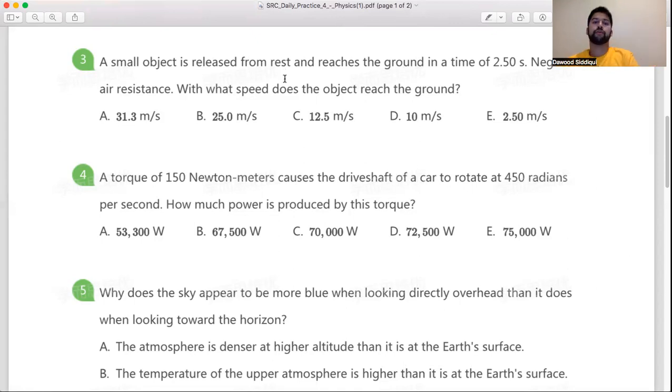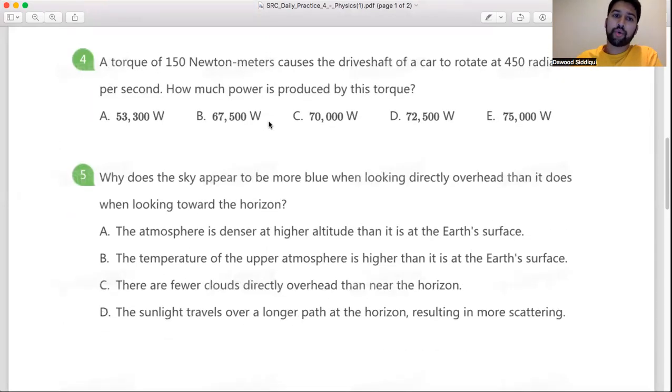And so the formula, v is equal to v naught, in this case just rest, so 0, plus acceleration times time. Acceleration, if it's dropping to the ground, is going to be gravity. So 9.8 or approximately 10 meters per second squared. That times 2.5 should give us 25 meters per second. So the answer for question 3 should be option choice B.